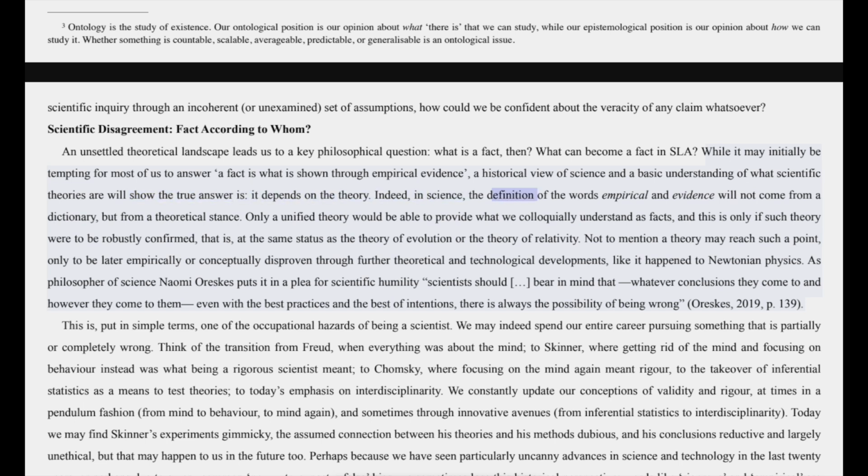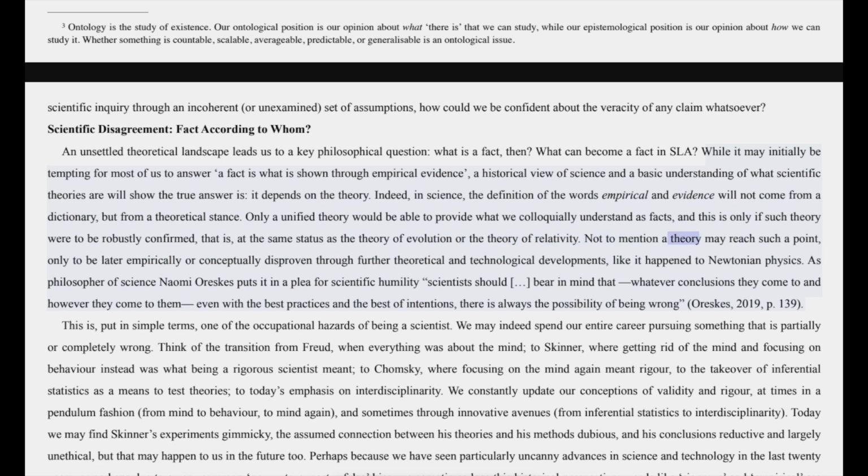Indeed, in science, the definition of the words empirical and evidence will not come from a dictionary, but from a theoretical stance. Only a unified theory would be able to provide what we colloquially understand as facts, and this is only if such theory were to be robustly confirmed, that is, at the same status as the theory of evolution or the theory of relativity.